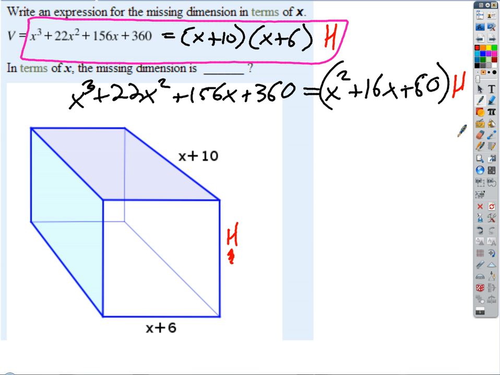When I divide both sides by x squared plus 16x plus 60, what's wrong with that? We don't have a 0 to divide. Okay, meaning what? What can I not do this time that I've been able to do in the past?